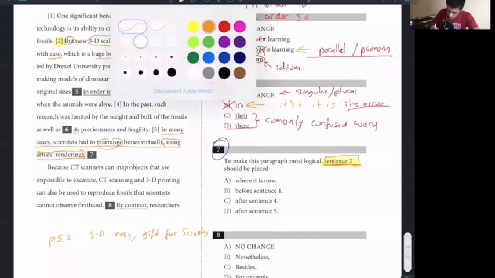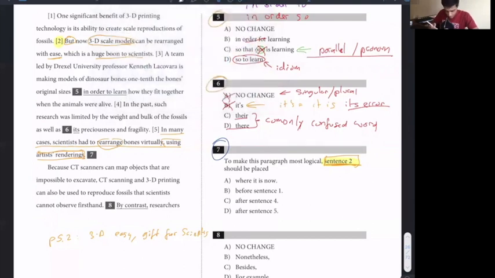The other way to do this is to check the point of sentence of every other sentence. So if we notice in this one, in the past, research was limited by the weight and bulk. So weight and bulk and 3D being easy are not really related. So therefore, you cannot put it after 4. For number 3, a team is making models 1/10 of the size, so smaller models. The point of number 3 is smaller models. Again, smaller models and 3D being easy are not really related. They cannot be joined with a but, so you're removing number 3.